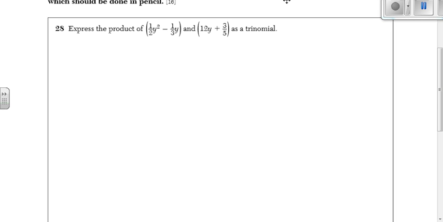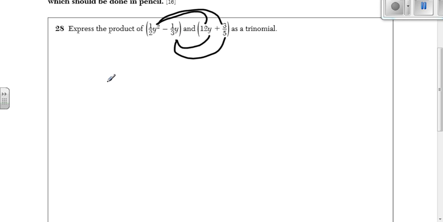So let's go for the part twos. So we have express product of trinomial. That means we're going to FOIL. So this times this, this times this times this, and this times this. We can call it FOIL, we can call it distribute, whatever you want.